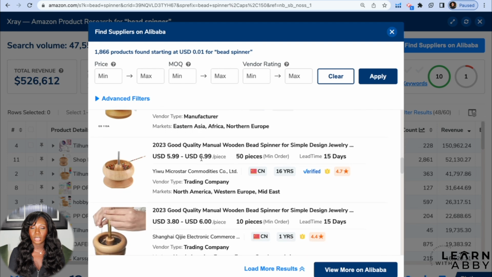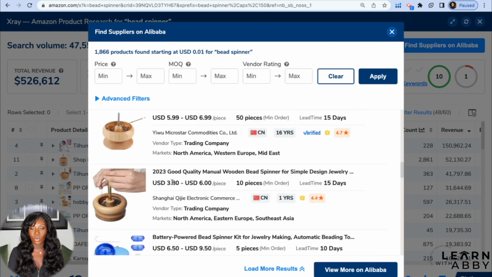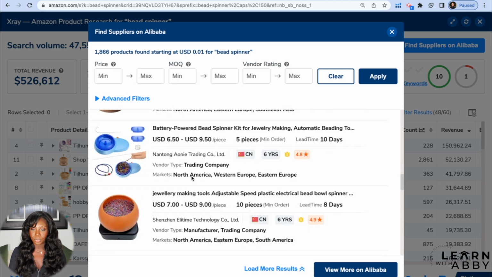We've got $6, $7. This one $3.80 to $6. The lower price range that you're seeing is if you order more units. So the more you order, the cheaper it's going to be. I would not expect for it to be $3.80 because you're not going to be getting a large quantity. You're probably going to be getting a couple hundred. 500 is what I recommend. But to get this price, $3.80, you probably would have to buy thousands. And so I wouldn't get too excited about the low range. You're probably going to be closer to the higher range of what you are seeing.